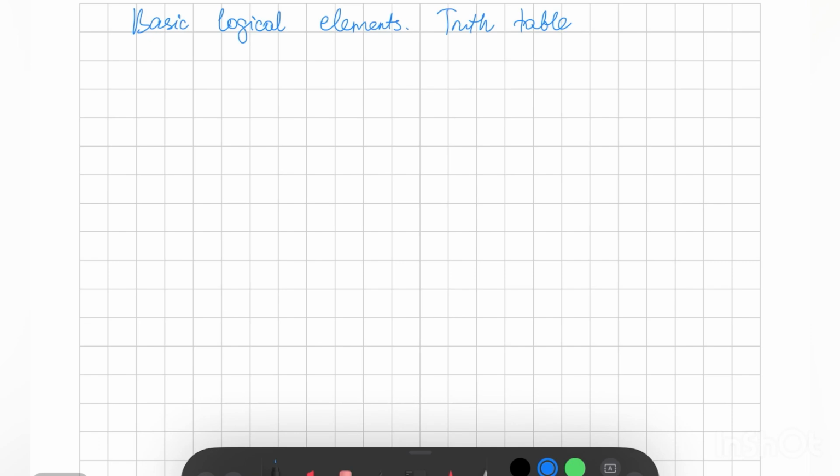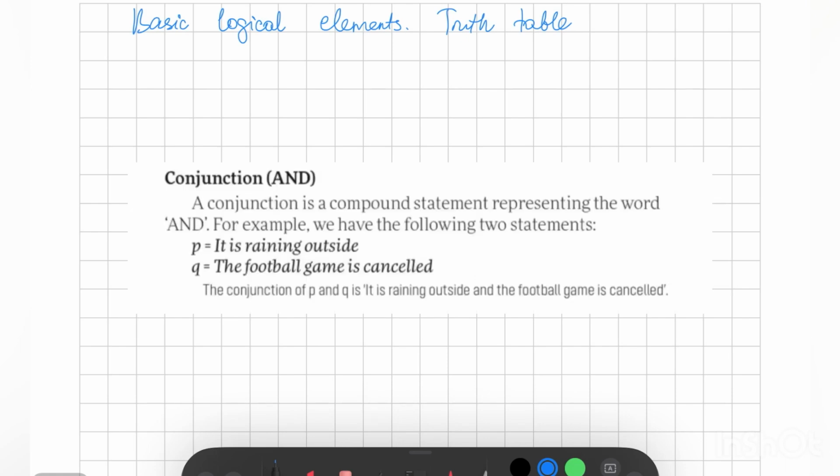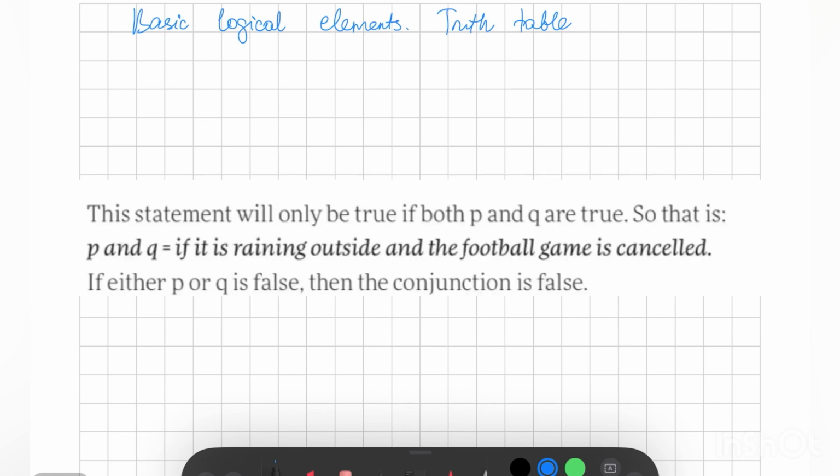For example, as you can see in your books, for conjunction or AND, we have two inputs like P and Q. It is raining outside, the football game is cancelled. If it is P and Q, we have two conditions. If it is raining outside, the first condition. The second condition is if the football game is cancelled. It means that if both conditions are true, then we will not go to the football game, right?